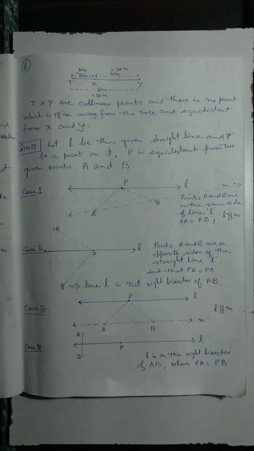ICSE Mathematics Class 10th, Chapter 13, Exercise 13b. Question number 13. Find the point on a given straight line equidistant from two given points.